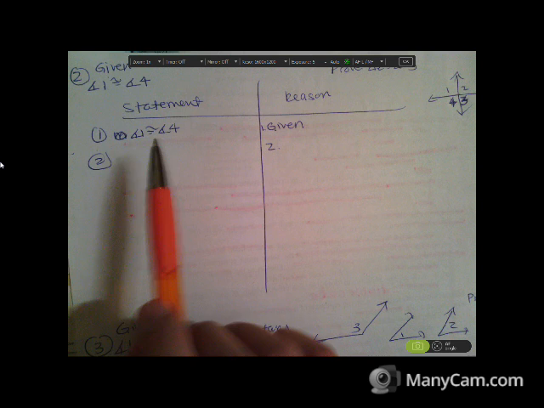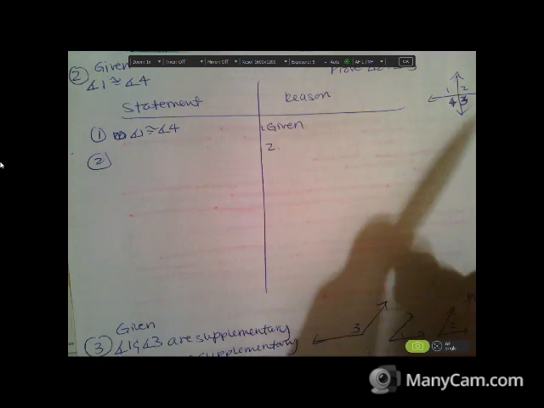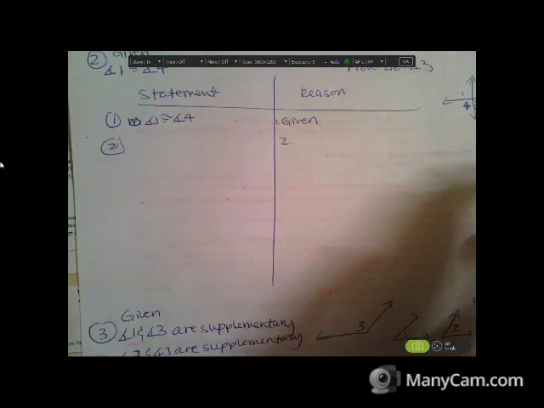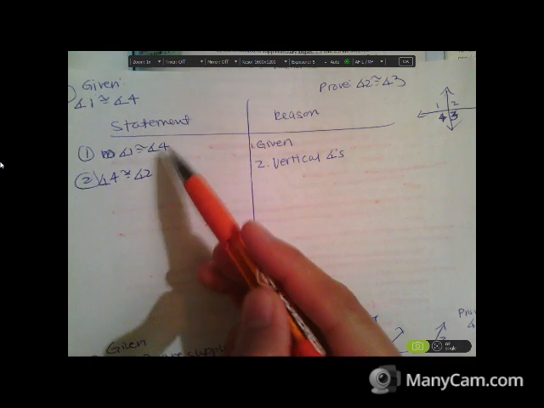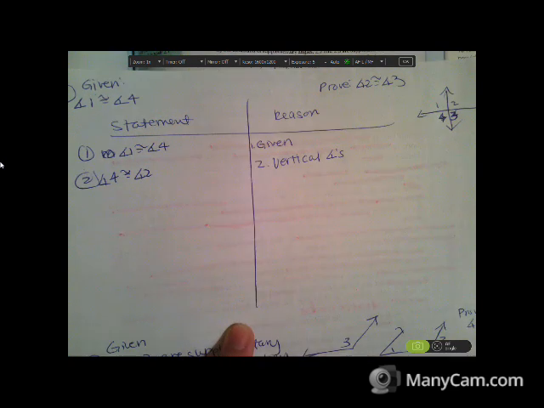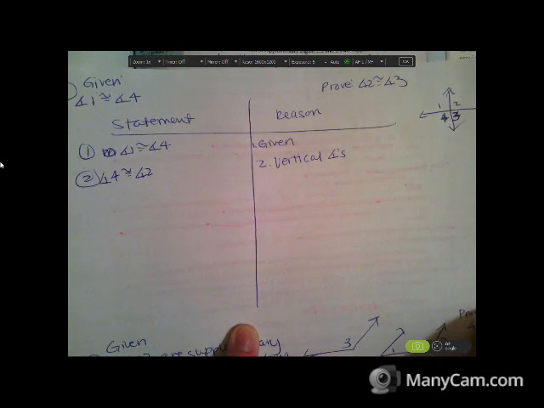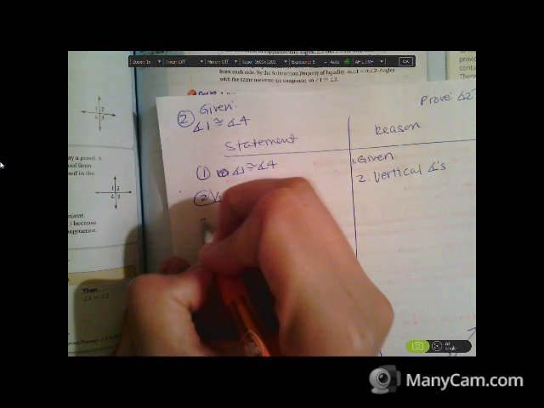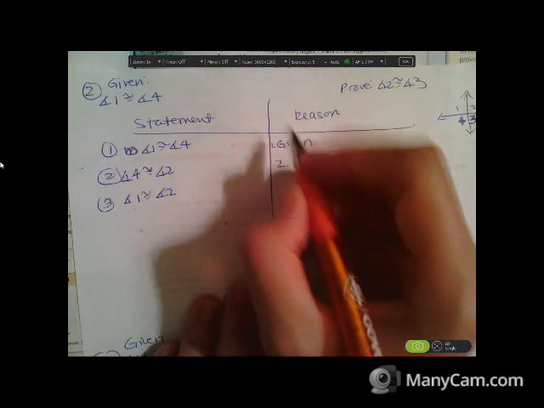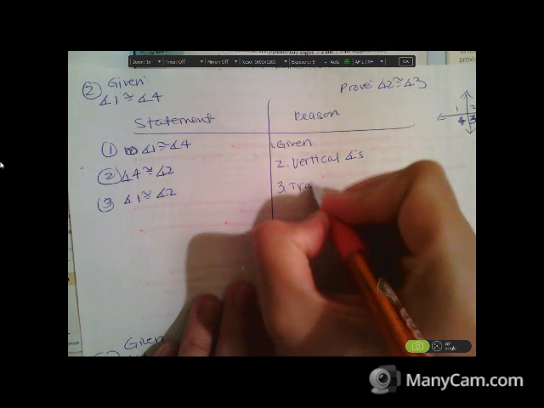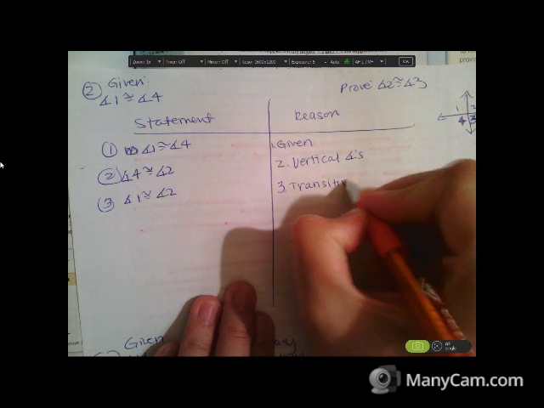Now what we want to do is try to connect this step to either angles 2 or 3. So I'm going to say angle 4 is congruent to angle 2 because they are vertical angles. So now I've connected my given to part of the proof. Now my next step is to say that angle 1 is congruent to angle 2, and I know that because of the transitive property. Transitivity.